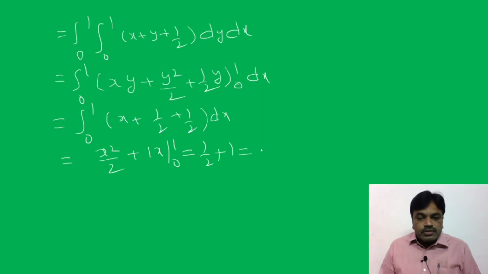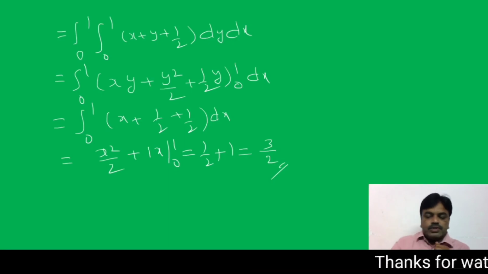So that is 1 by 2 plus 1, and the LCM is 2. 1 into 2 gives 2, 2 plus 1 is 3, so the value is 3 by 2. So the triple integration value is 3 by 2.